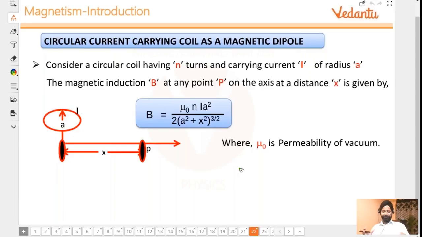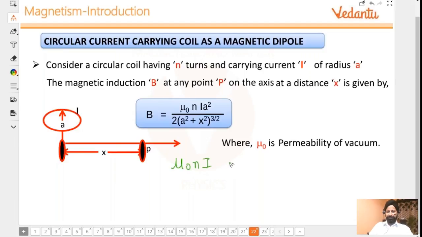We already covered this scenario in the previous classes. We said there is a loop and it has a current in it, it becomes a magnet. Now we are comparing that magnetism to a magnet and trying to find the magnetic dipole moment of that. Because of a current-carrying loop, this is the amount of magnetic field that is generated. This is a loop of radius a at a distance of x. How much is the magnetic field? The magnetic field is given as this. Now we are going to do some manipulations on this.